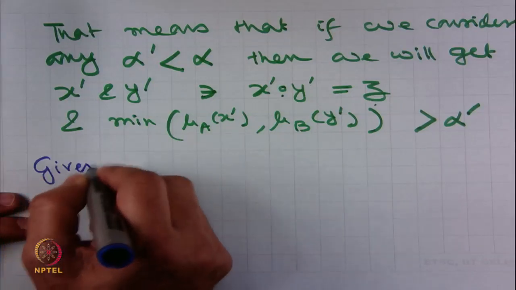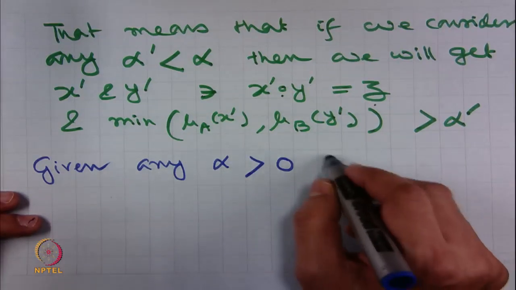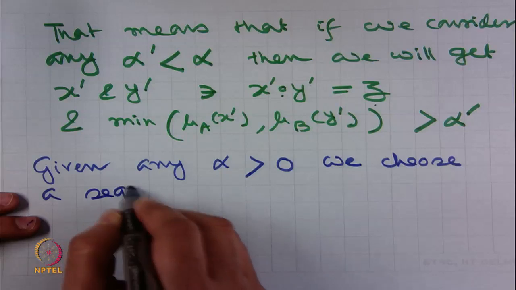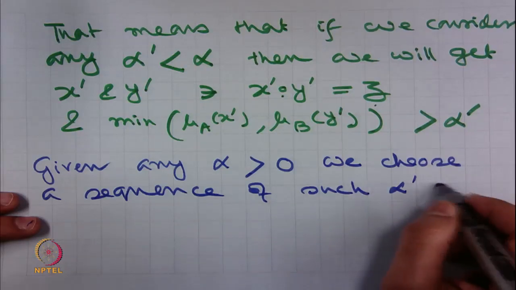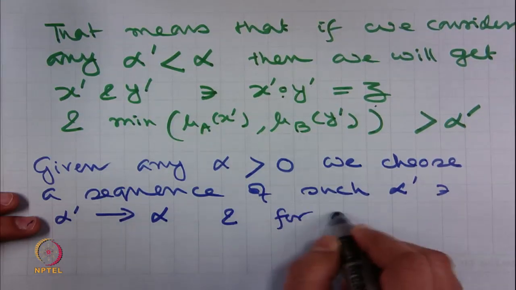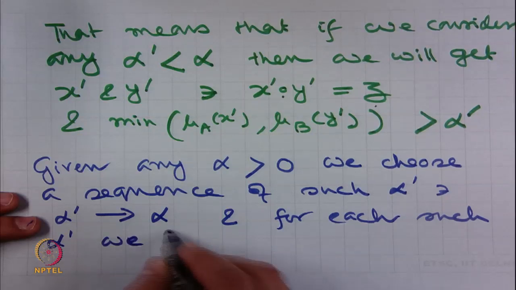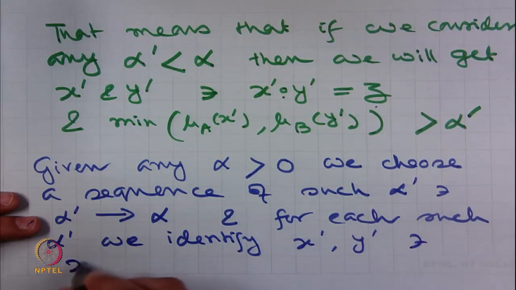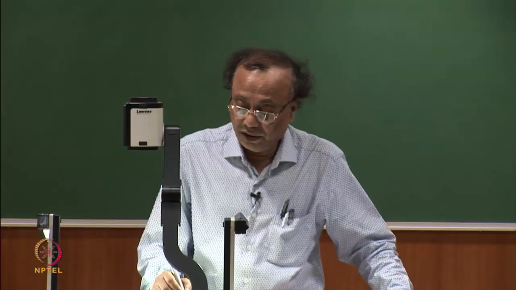Therefore, given any epsilon greater than 0, we choose a sequence of such alpha prime such that alpha prime converges to alpha, and for each such alpha prime we identify x prime y prime such that x prime of y prime is equal to z. How do you do that? We do it in the following way.